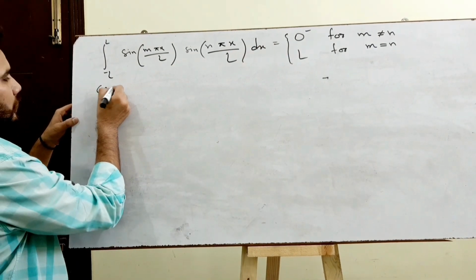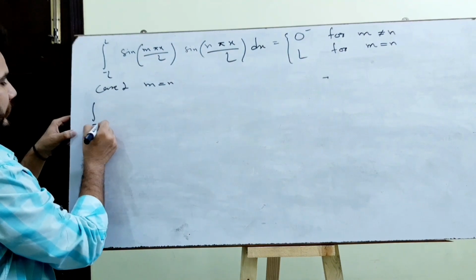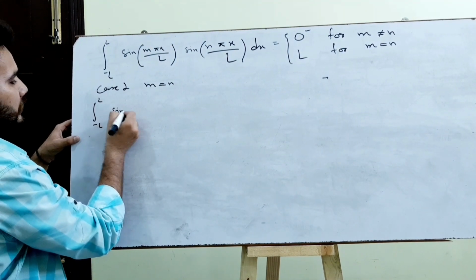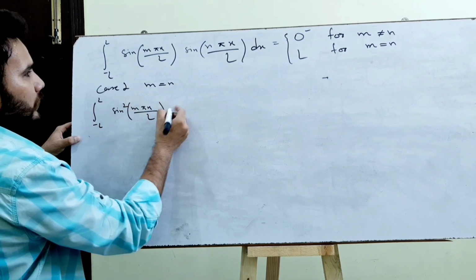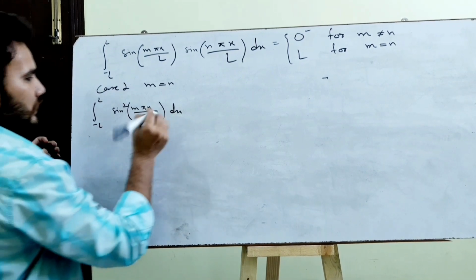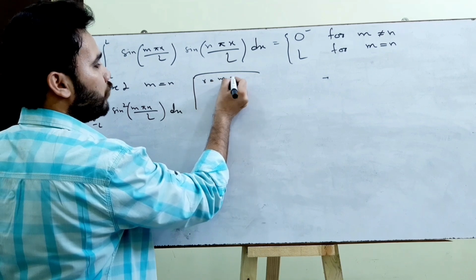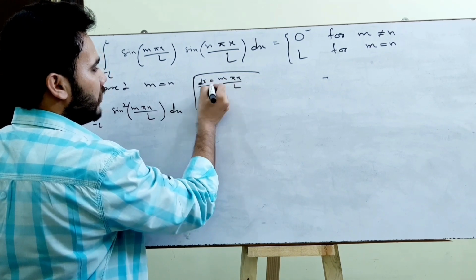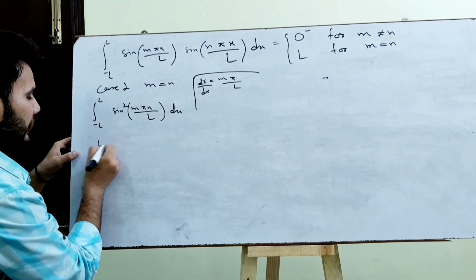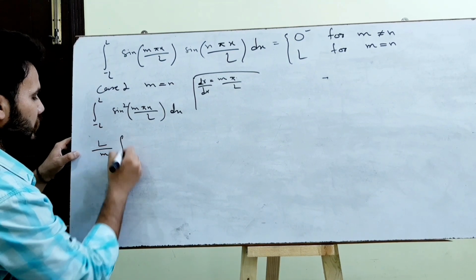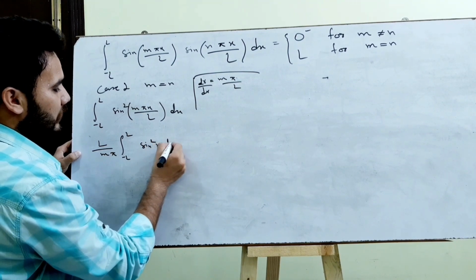case number 2, if m equals n, then this will be the integral from negative L to positive L of sine squared of m pi x over L dx. Now taking r equals m pi x over L, then dr by dx equals m pi over L, so this will be L over m pi, integral from negative L to positive L of sine squared r dr.